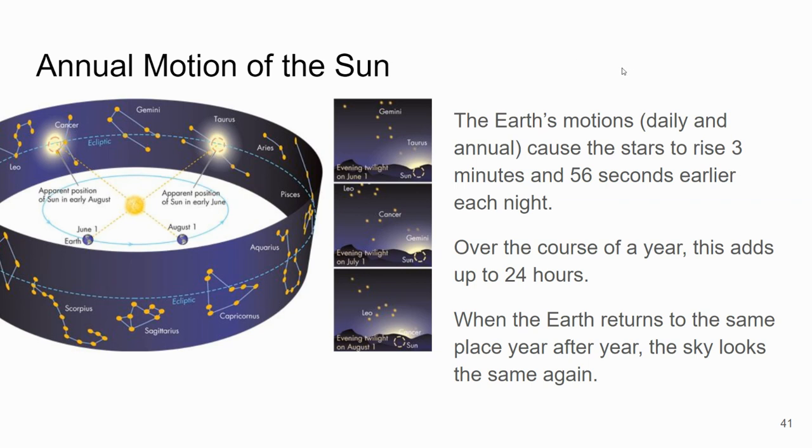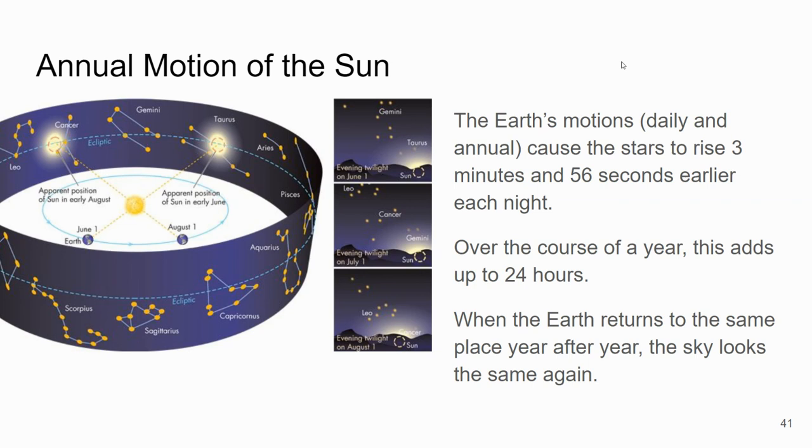So, a little thing that's a little bit weird. If you consider the Earth's daily motion and its annual motion at the same time, the way these interact, it turns out it doesn't actually take 24 hours for the Earth to rotate 365 degrees. It's a little bit weird.